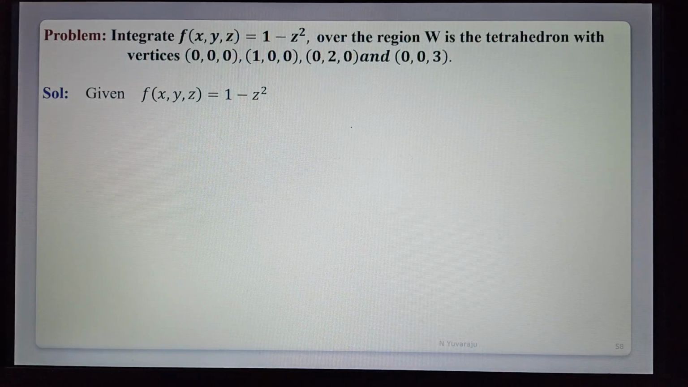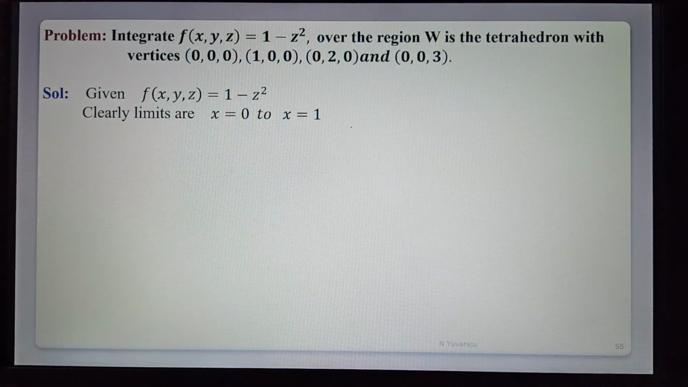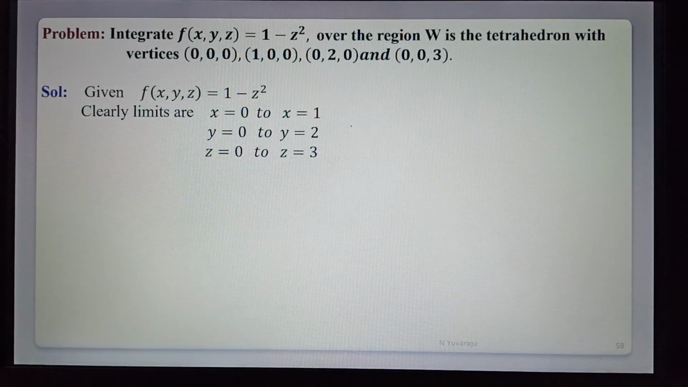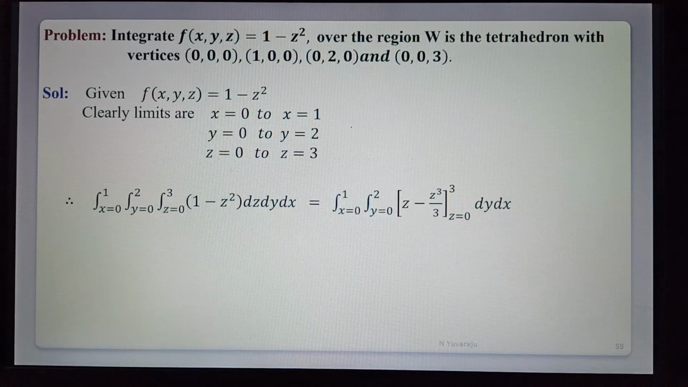So the given function is 1 minus z square. So clearly the limits: x is equal to 0 to 1. So (1,0,0) intersects at the x axis, (0,2,0) intersects at the y axis, (0,0,3) intersects at the z axis. So the x limit 0 to 1 is clear, y limits are 0 to 2, z limit 0 to 3. So that is equal to integration x is equal to 0 to 1, y is equal to 0 to 2, z is equal to 0 to 3, function 1 minus z square into dz dy dx.